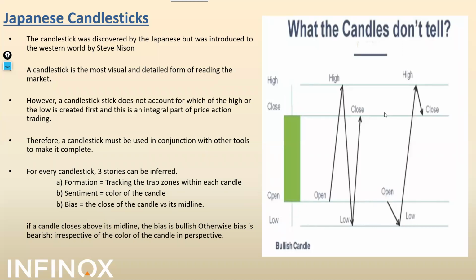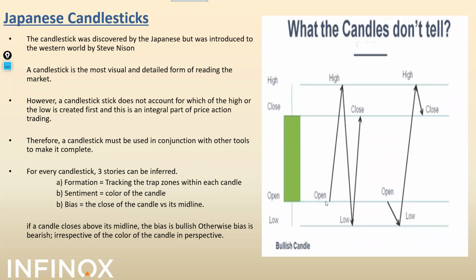And this has to do with looking at where the traps are within the candlestick. And therefore, you might see a candlestick that looks bullish, but in reality it is not a bullish candlestick. You do not need to buy that kind of candlestick. When you're looking at a candlestick, there are three things you want to see: the formation, the sentiment, and the bias. Now, when you're looking at formation, you want to track the trap zone within the candlestick. So let's take a look at this candlestick on its own.